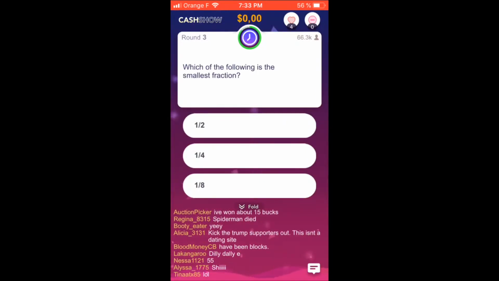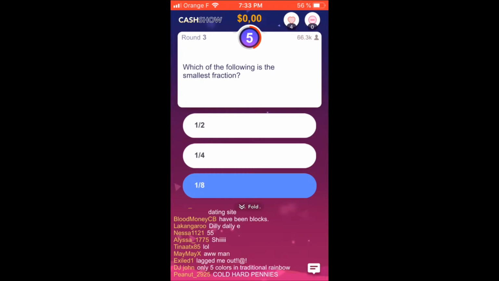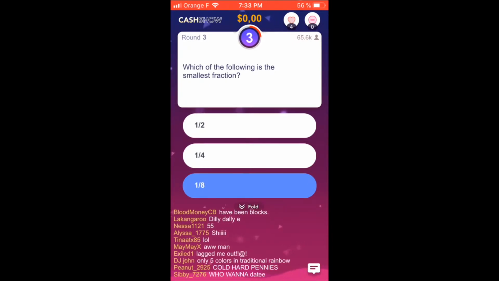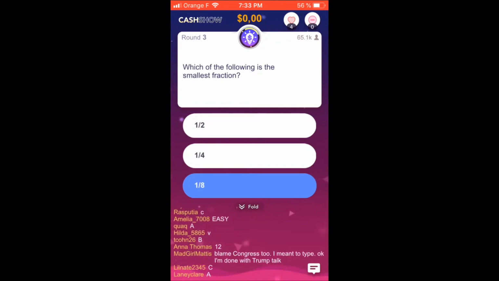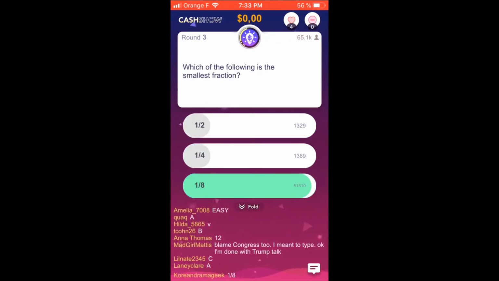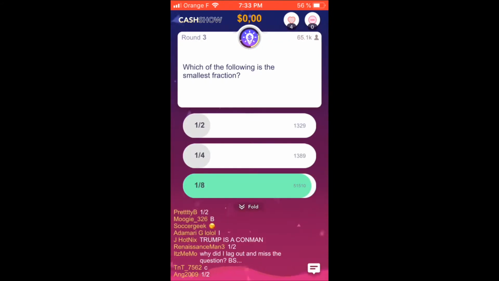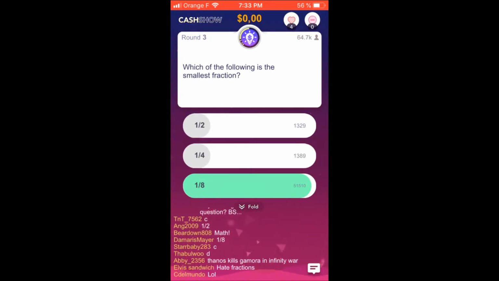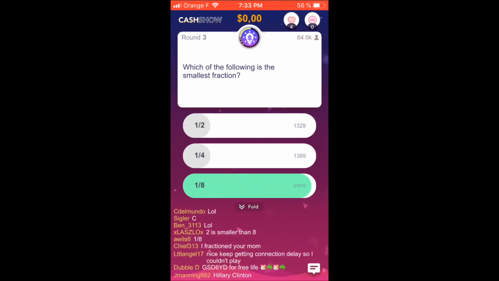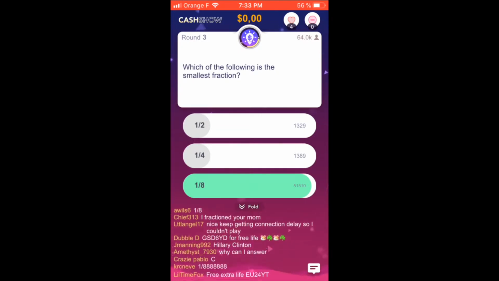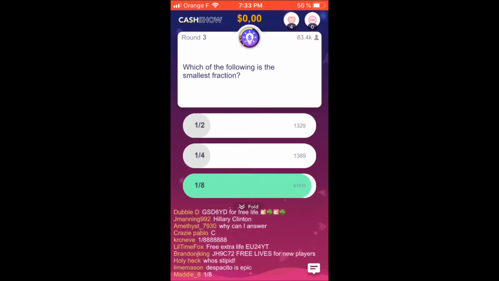Which of the following is the smallest fraction? 1/2, 1/4, 1/8. You see, this is always what confused me when it came to math. Even though the bottom number is the largest, 1/8 is the smallest unit compared to 1/3 or 1/4. Just so confusing.